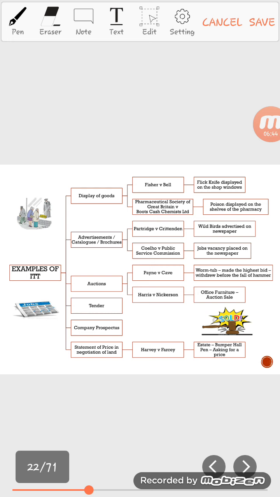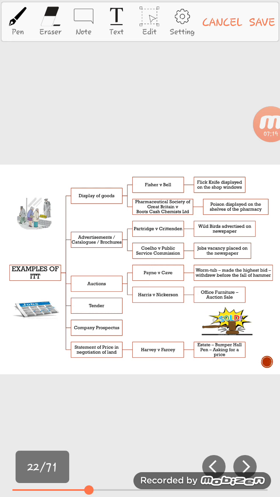Okay. So the next one, the third, we have auction. You know auction? Yes, of course. If you look at auction, normally it will be put in an advertisement, and that kind of advertisement also can be considered as ITT. And we have two cases here also. We have Payne versus Cave, whereby in this case, actually we need to know the procedure, the process.